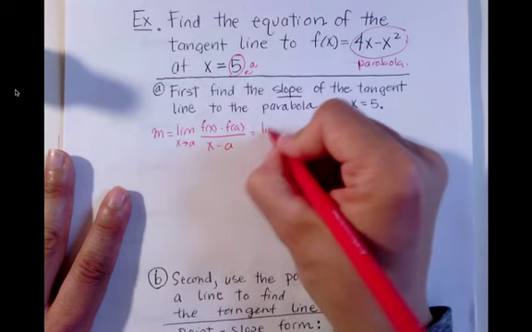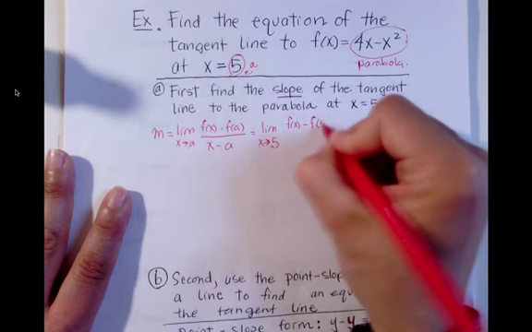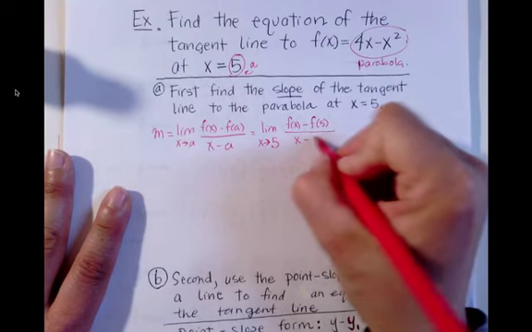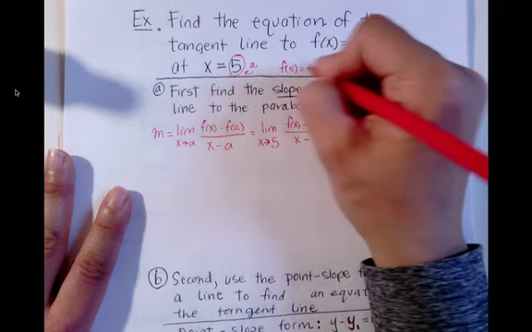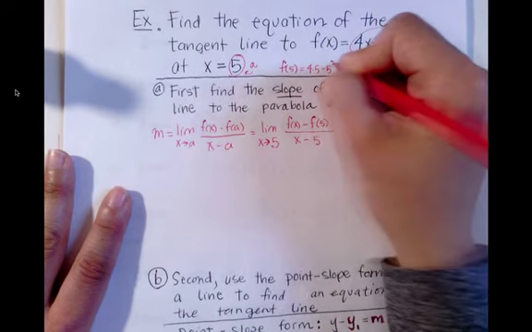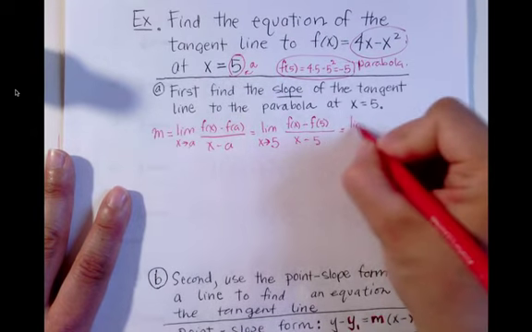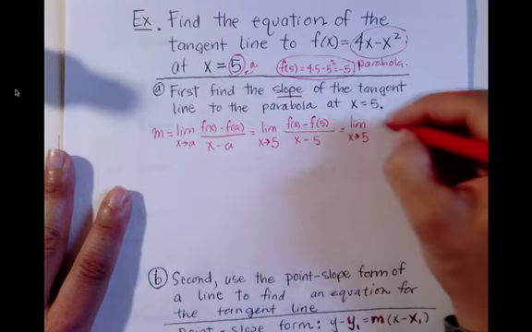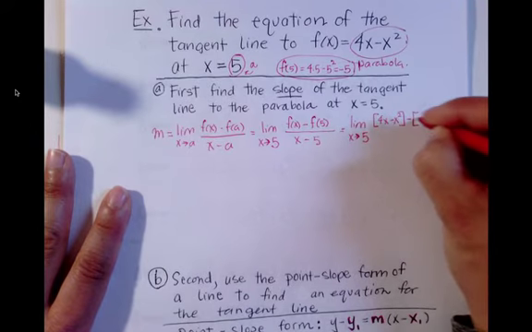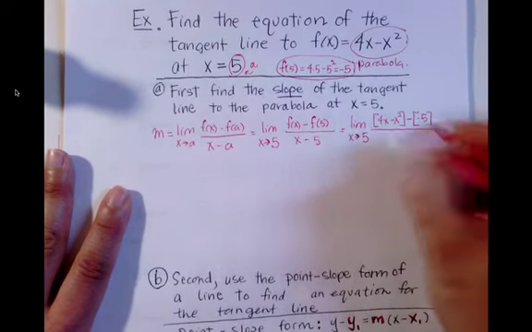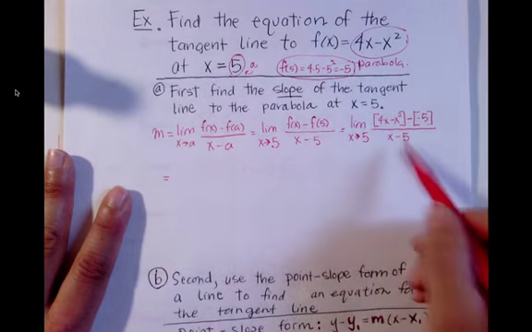So I have the limit as x approaches 5 of f of x minus f of 5 over x minus 5. f of 5 in this case is negative 5. Let's fill this in. We have the limit as x approaches 5. Here's f of x. Here's f of 5. At this point, I'm going to simplify a little bit.